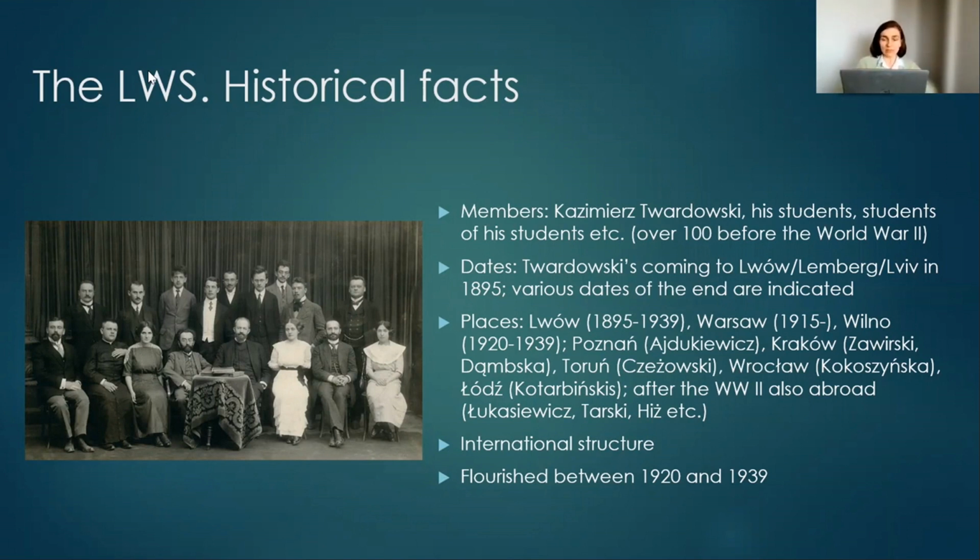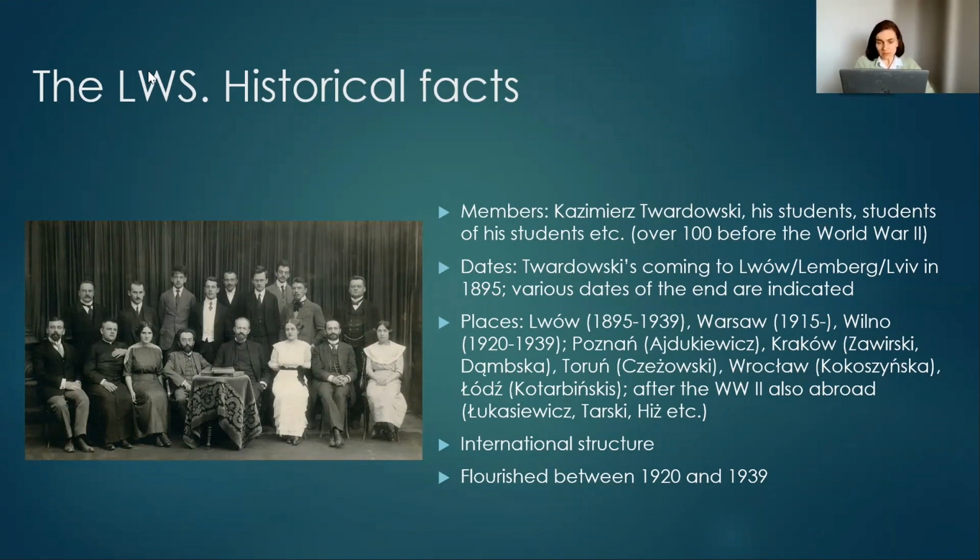But there were also other smaller branches, smaller centers of the school, like Wilno, now Vilnius, between 1920 and 1939. It was then part of Poland, and the University of Vilna was strongly influenced by Twardowski and his students. Also in Poznań, Kazimierz Ajdukiewicz, a student of Twardowski, was a teacher of philosophy. In Krakow, there were Zawirski and Izydora Dąbska. In Toruń, Tadeusz Czeżowski. In Wrocław, Maria Kokoszyńska. Łódź with Kotarbiński for a short time.